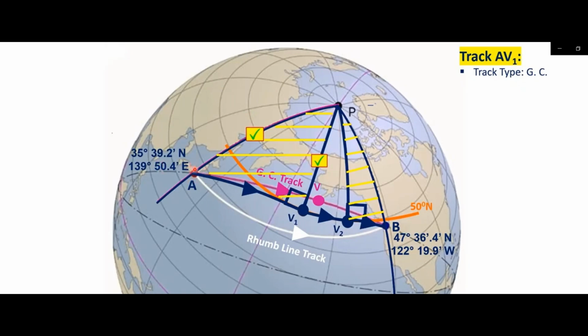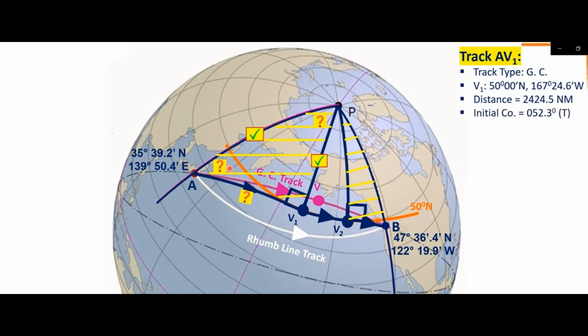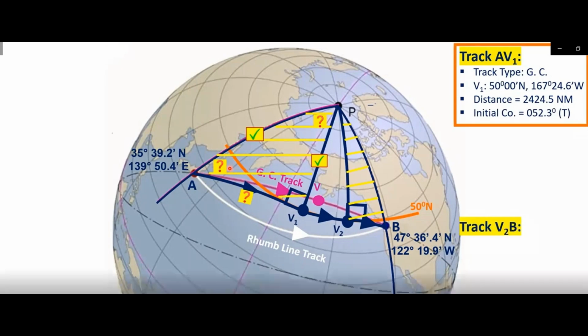Now with a right angle triangle, two parts known, we can use Napier's rule and we can solve for this angle. It will help us in getting the longitude of V1. We can solve for this arc AV1, that will give us the GC distance between A and V1. And in this case, the distance works out to be so much. And we also solve for this angle, which will help us in getting the initial course when the vessel sets sailing along the GC track AV1 from A. Exactly the same way, we can solve for triangle PV2B.